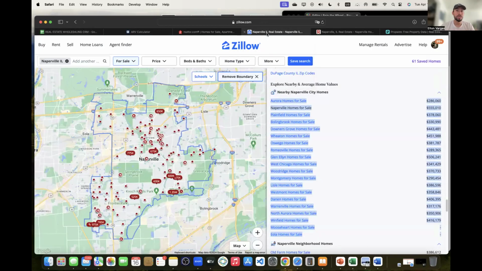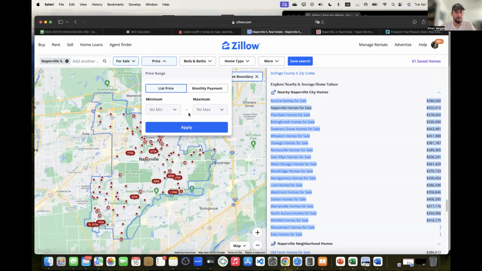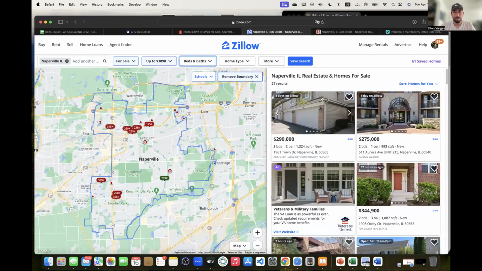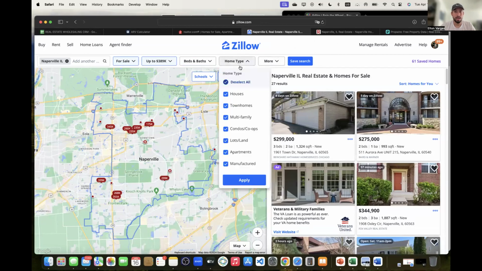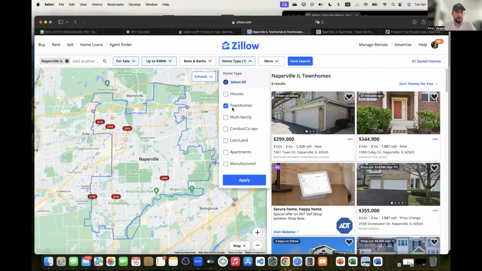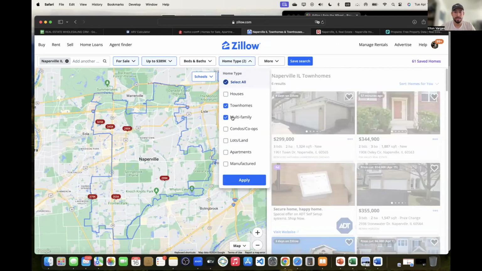So what I'm going to do now is set those filters. If I'm looking for fix and flip properties, I'm going to look for properties worth $389,000. Off the bat, I got 27 results. I'm going to be looking for single family houses. There are no houses. A lot of these are townhomes. It looks like we have some townhomes.